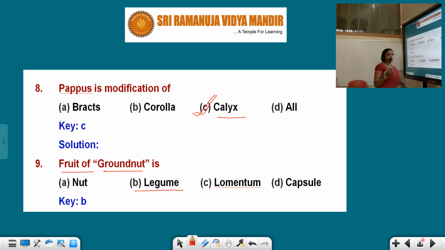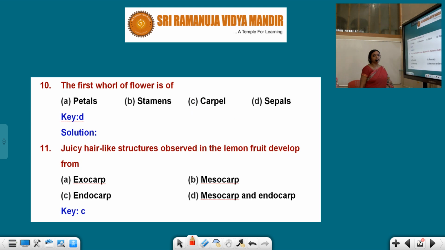The first whorl of flower is of? Very simple question, very, very simple. If you know the structure of flower, you can answer it easily, because a flower consists of four main parts, four whorls: calyx, corolla, androecium, and gynoecium. Calyx is the outermost part, the first part.